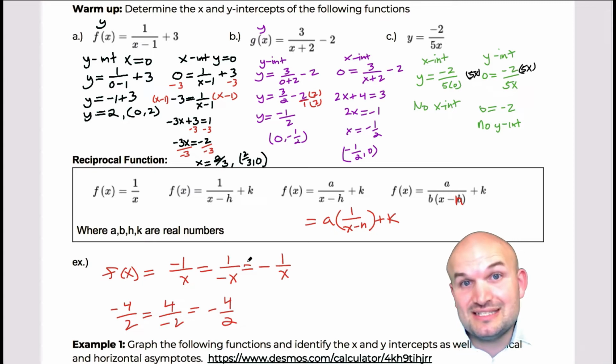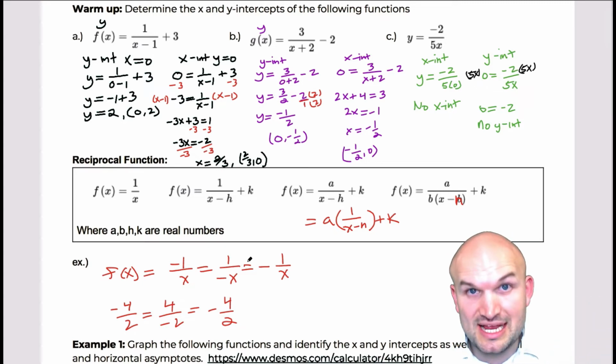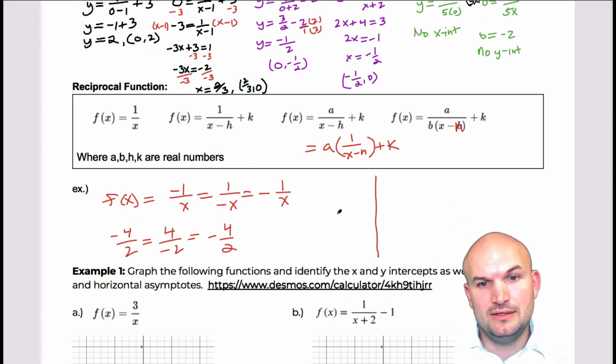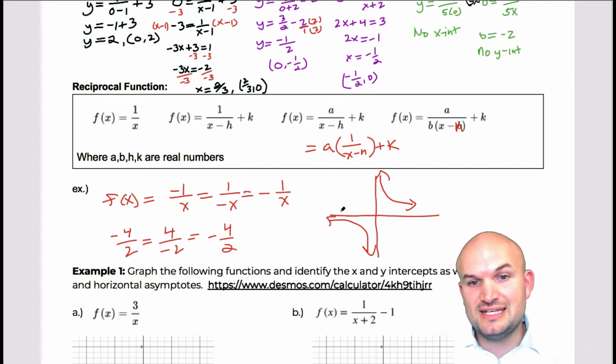The reason why is it doesn't matter if it's a reflection about the x-axis or the y-axis, because this is an odd function. And if you remember what the reciprocal function looks like, it's a nice little hyperbola here. The important thing to also remember, you can see here, this parent graph does not have any x and y intercepts.